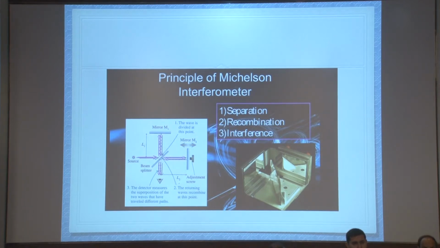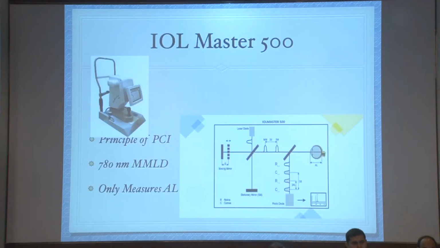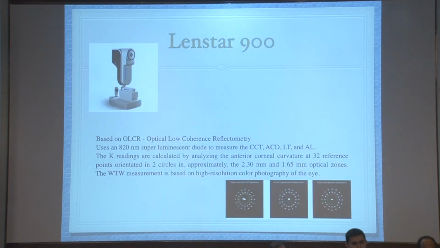So all the biometers are basically based on the principle of laser interferometry by Michelson. IOL Master 500 is based on the principle of partial coherence interferometry, and it uses a 780 nanometer multimode laser diode. But the disadvantage is it only measures axial length optically. And it uses slit lamp imagery to measure anterior chamber depth and other parameters. That was the biggest limitation of IOL Master 500.